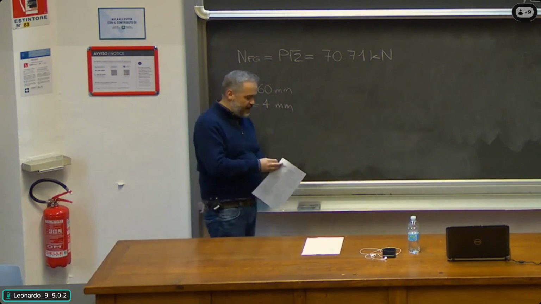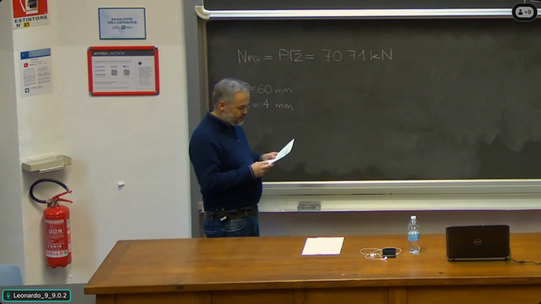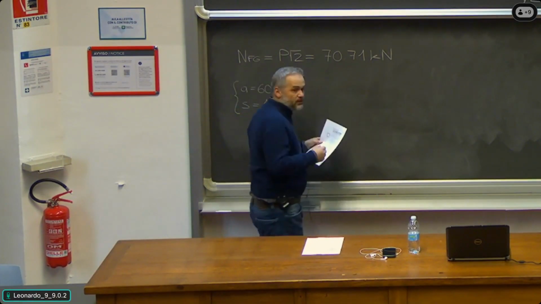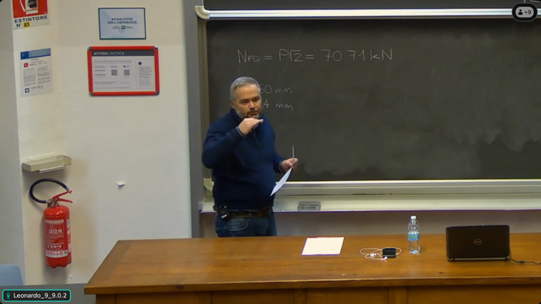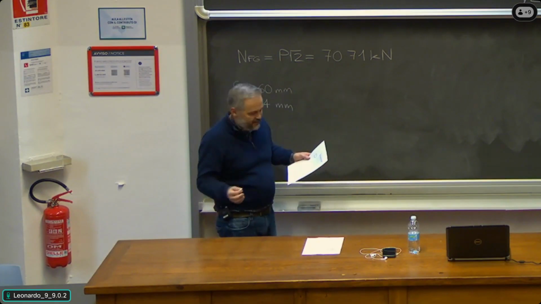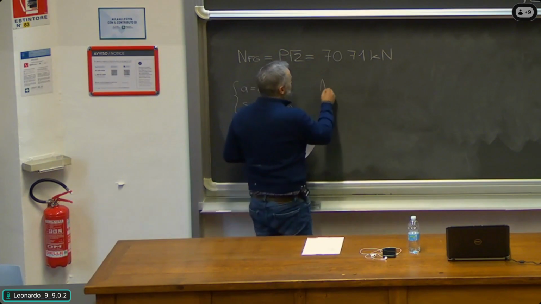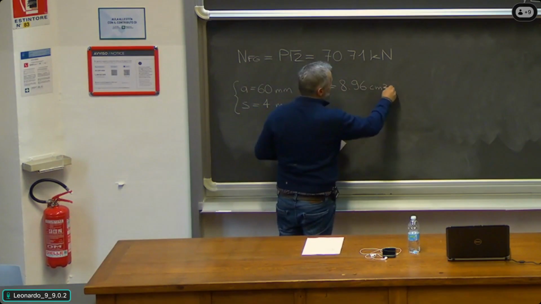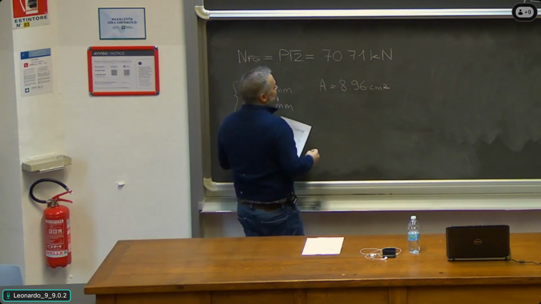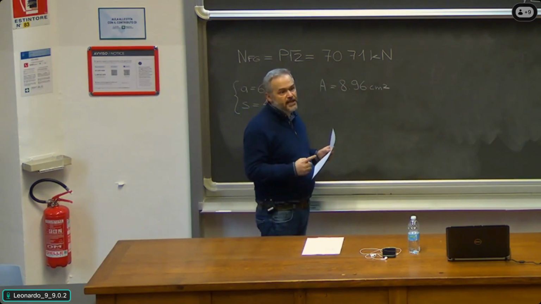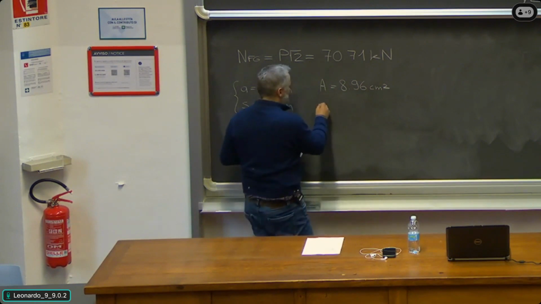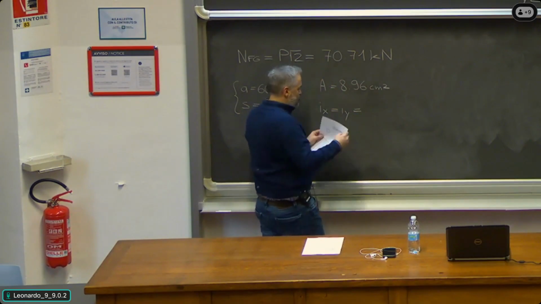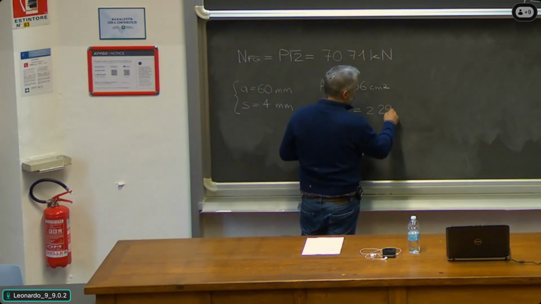What properties do we have in the table? We have, as you see, it's the last profile in the table. We have the weight, but we don't care about it because we are not supposed to use it as a criterion. The section is a given. We have an area which is 8.96 square centimeters. And we have radii of gyration, which are the same in the x and in the y direction, Ix equal to Iy equal to 2.29 centimeters.